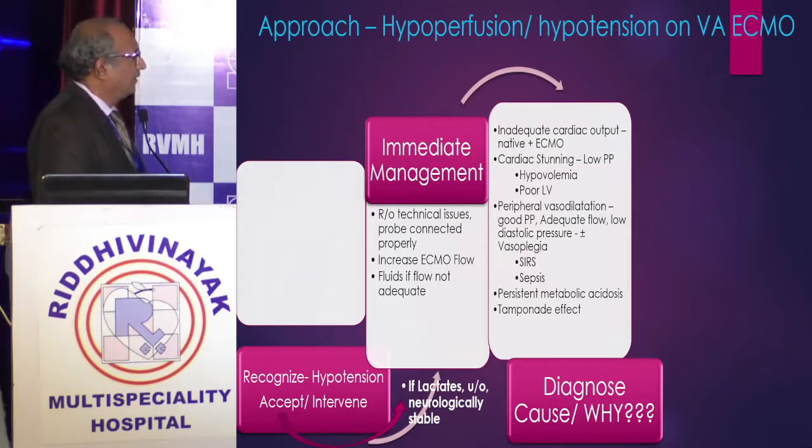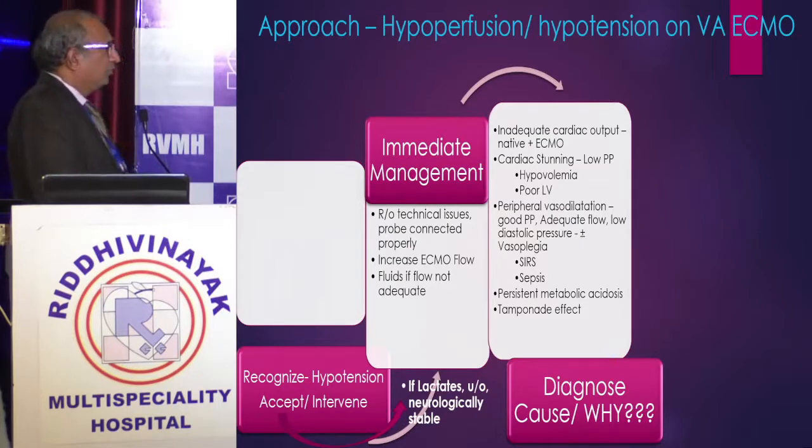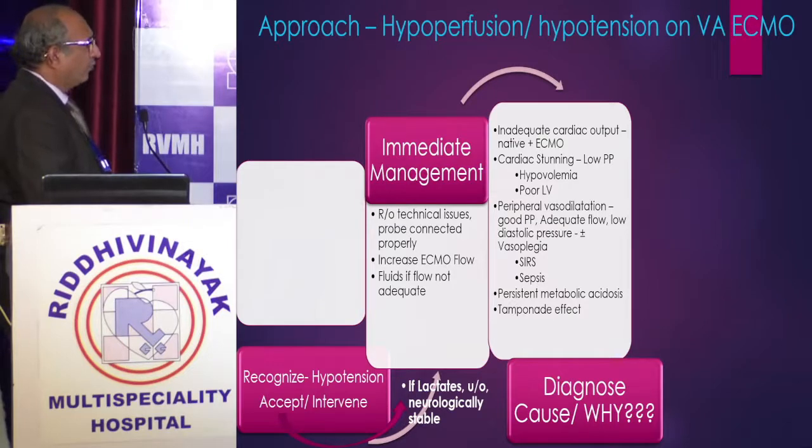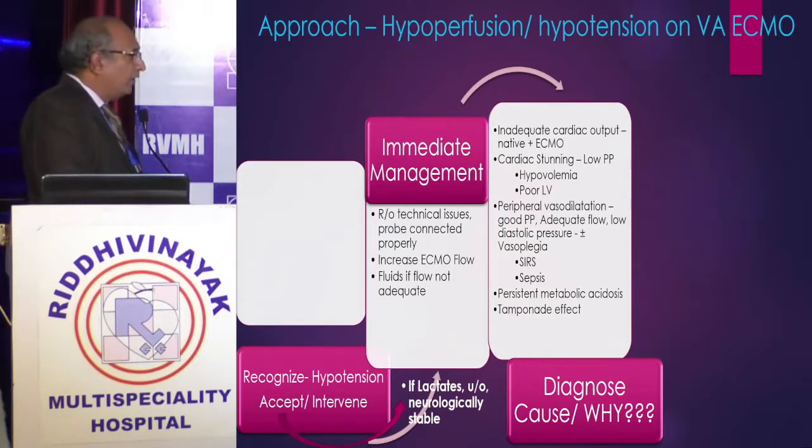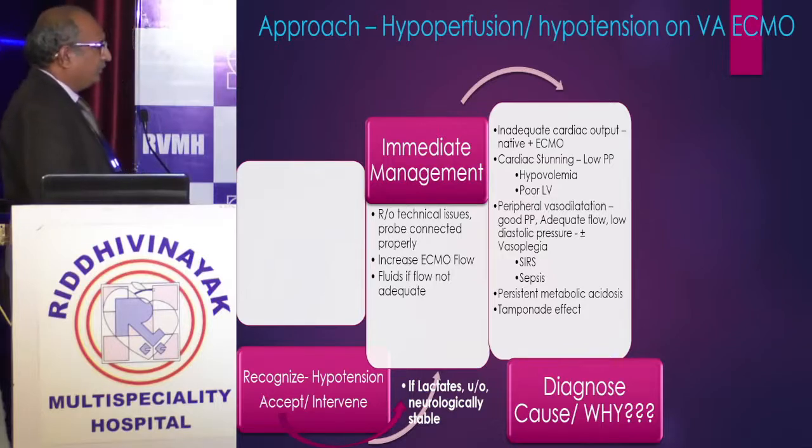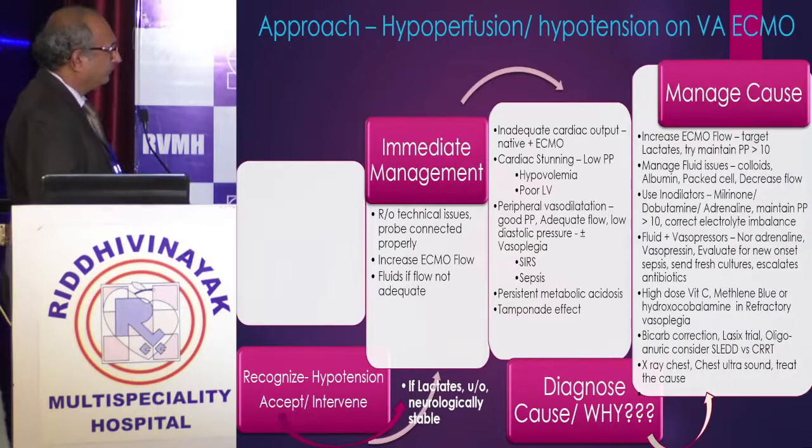Peripheral vasodilatation with good pulse pressure: we have adequate flow, good pulse pressure, and still hypotension, which suggests more of a peripheral vasodilatation, and you get a low diastolic pressure, and you have to treat it as vasoplegia. It means that the vasoplegia can be a surge reaction or can be sepsis. Persistent metabolic acidosis, where we are not able to correct the lactic acidosis, or a tamponade effect. These are all causes of hypotension and hypoperfusion during VA ECMO.